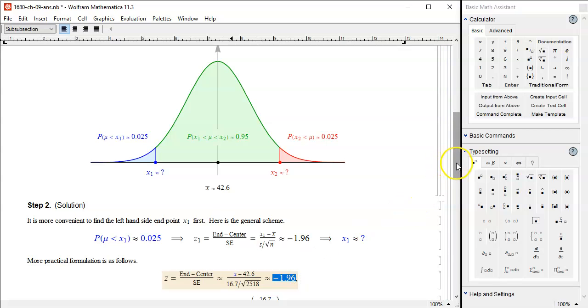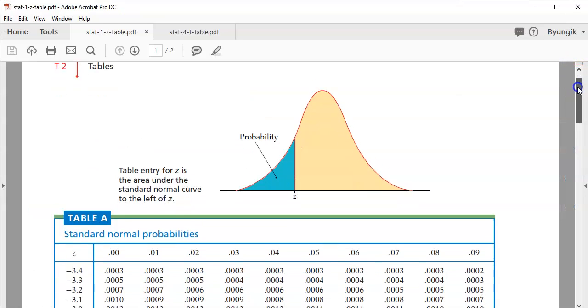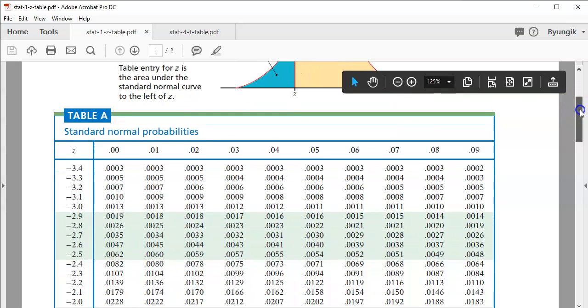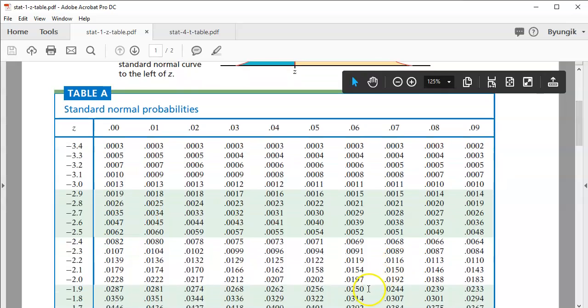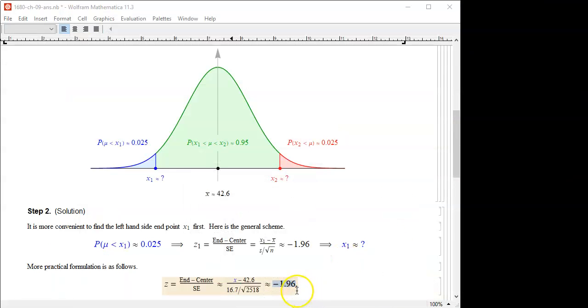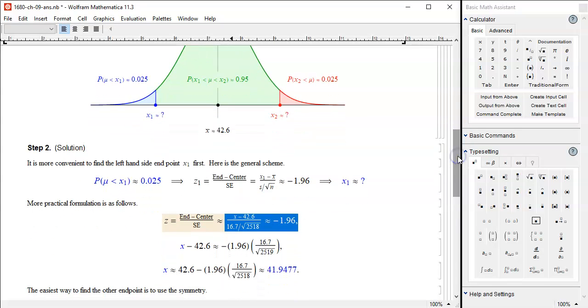Why is that? Let's find out from the z-table. Okay, here's a z-table, and we need to find 2.5% here in the left. So let's look up 2.5%. Right here, 2.5%. Negative 1.96, isn't it? Negative 1.96. And that's how we got negative 1.96 as the z-score. So what do you get? x minus 42.6 over 16.7 over square root of n is negative 1.96.